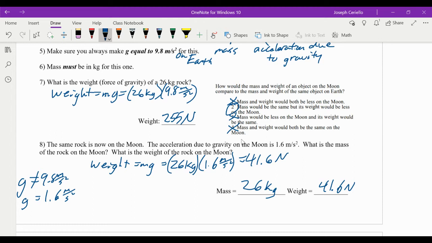Okay, think about that. Compare that to the weight on Earth. On Earth, this thing weighs 255 newtons. On the moon, it weighs 41.6 newtons.